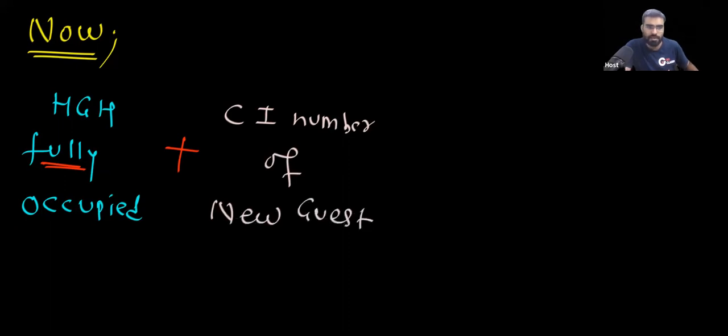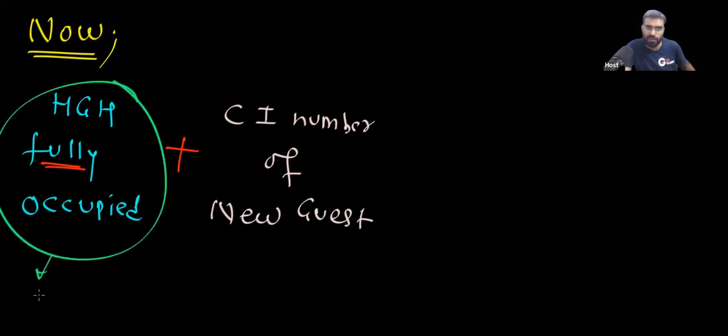How many new guests are coming? A countable infinite number of new guests are coming. This is already fully occupied. You know, this is your countable. This already is countable infinite. This itself is countable infinite. Now, a countable infinite number of new guests are coming.